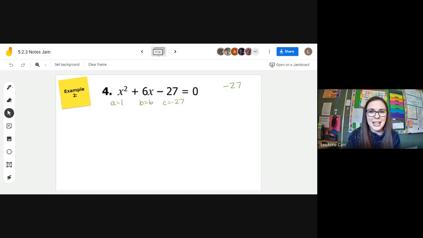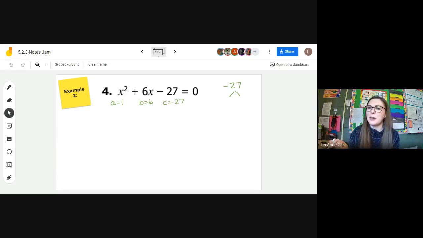Does anybody remember if I have a negative C value, what's the kind of weird thing I have to do? If you know it, you can throw it in the chat. I know it's kind of hard to explain. Just give it your best shot. If I have a negative C value, what do I have to do when I'm finding those factors? Make 2 sets with one or the other number being negative.